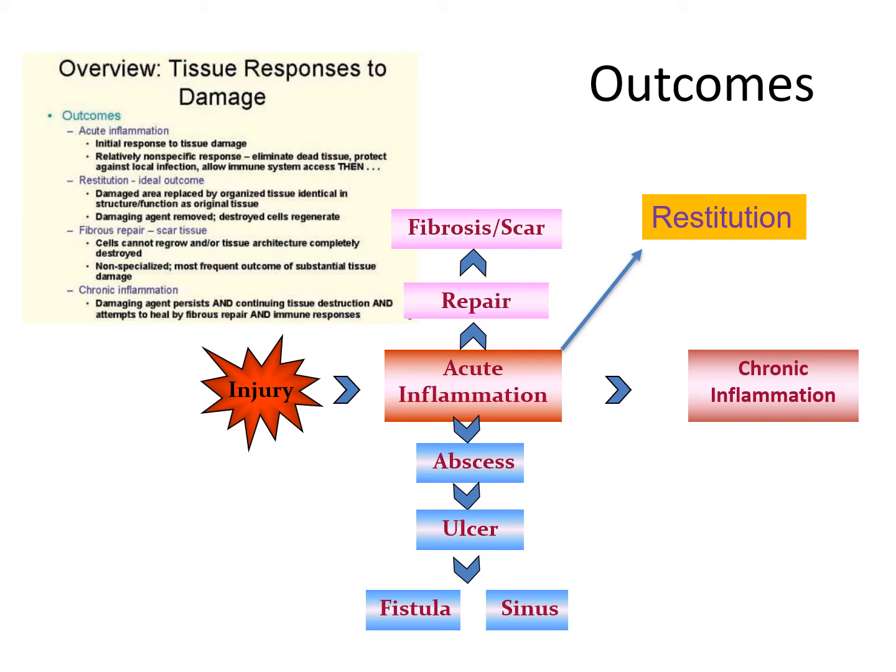Another outcome can be chronic inflammation, and that's discussed in another lecture. Basically, in chronic inflammation, we get a different set of immune cells, leukocytes, that invade the area. Lastly, going down from the acute inflammation box, we can get abscesses, ulcers, fistulas, sinuses, and I'll talk about that at the end of the lecture.